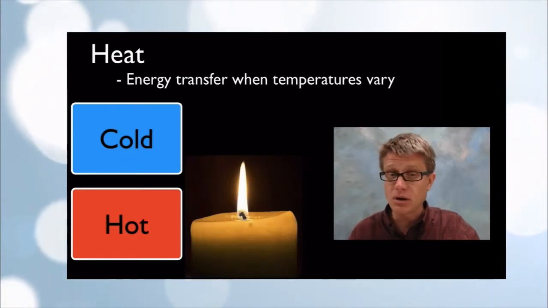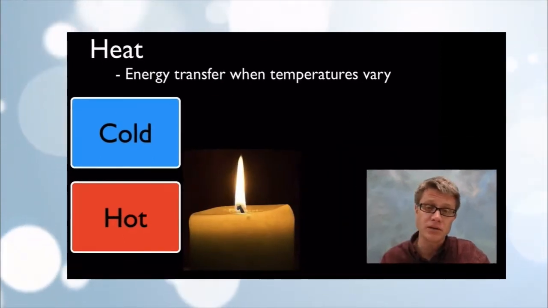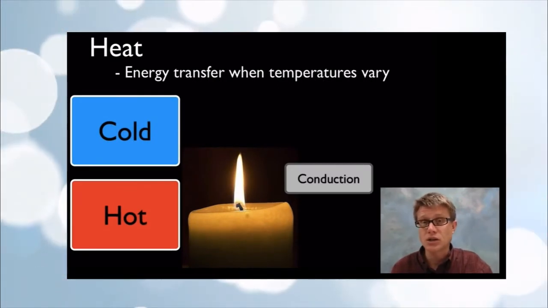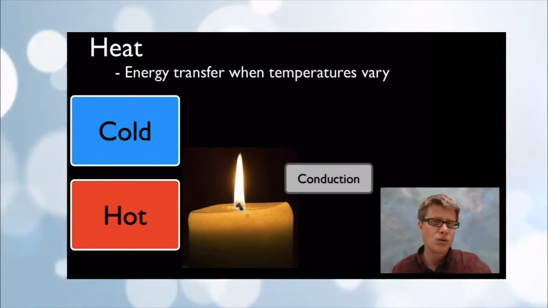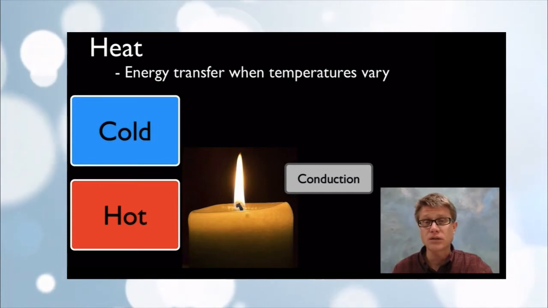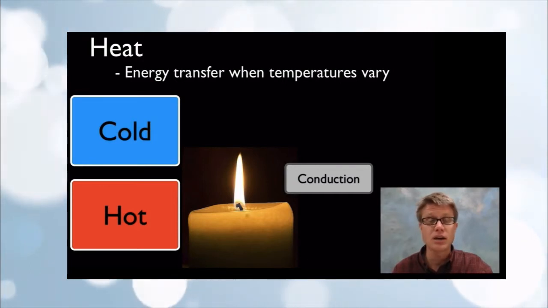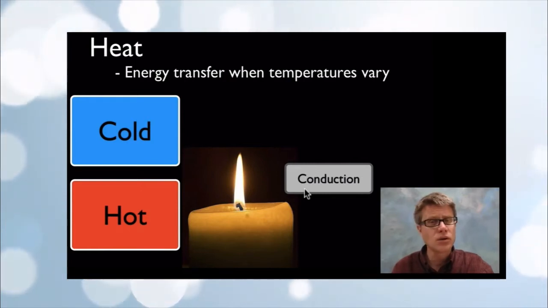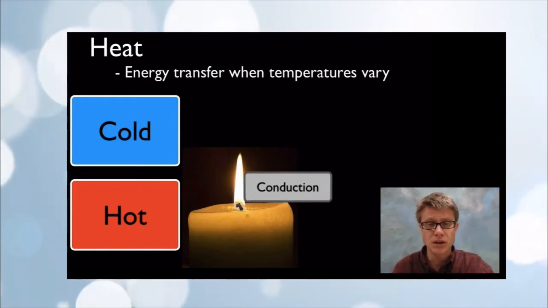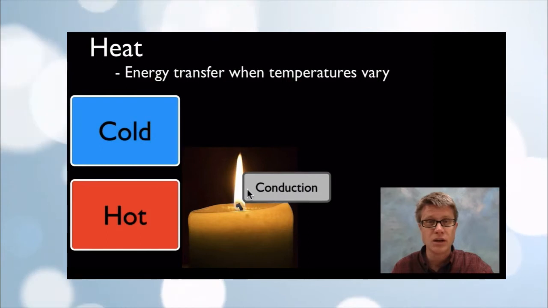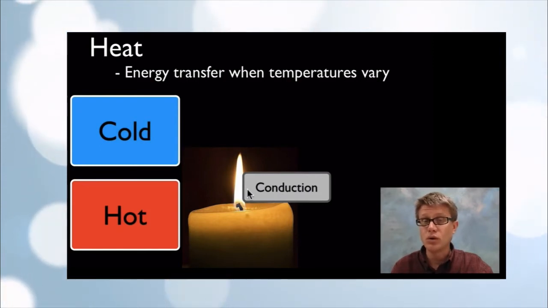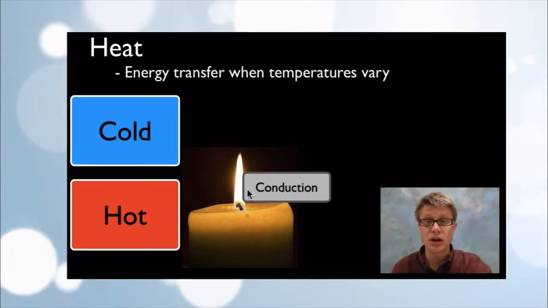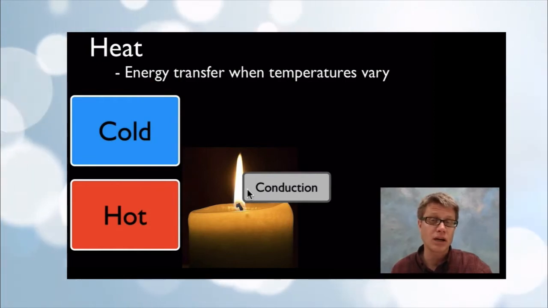And how does that occur? Well, it occurs in one of three ways. The first way is something called conduction. If we have a candle and you want to measure the transfer of some of that heat of the candle to an object, in order for it to be conduction, you would actually have to have those objects touching. So conduction is the transfer of energy when the objects are in direct contact.